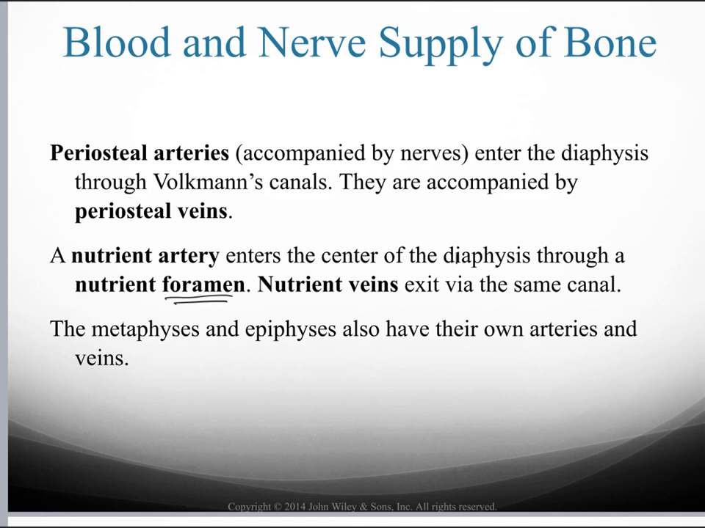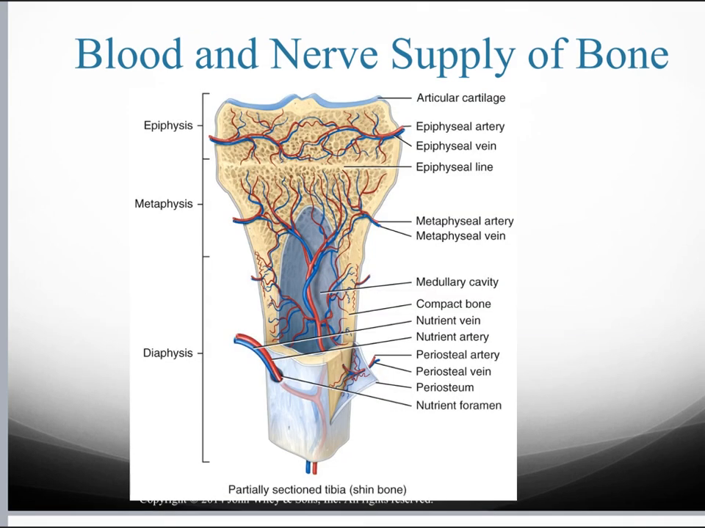So the nutrient artery is going to move through a hole in this diaphysis called the nutrient foramen. And the nutrient vein is going to exit via the same hole. Now the metaphyses and the epiphyses also have their own arteries and veins: metaphyseal arteries, epiphyseal arteries, and epiphyseal and metaphyseal veins. The next slide is going to show us a picture so we can identify some of these arteries and veins. So let's have a look.